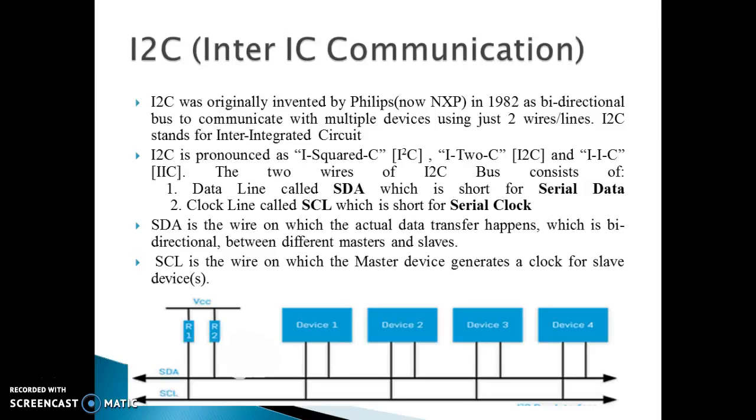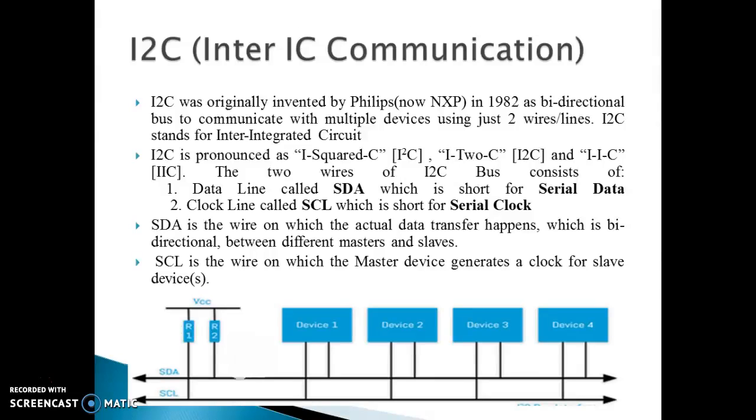So up till now, in the curriculum that we have completed, we have learned a communication standard called RS-232. This RS-232 communication standard, or you can say RS-232 communication protocol, can communicate one to one, and it can transmit one bit at a time. Whereas I2C uses a bidirectional bus to communicate. So it can communicate over multiple devices using just two wires. These wires are called SDA and SCL.